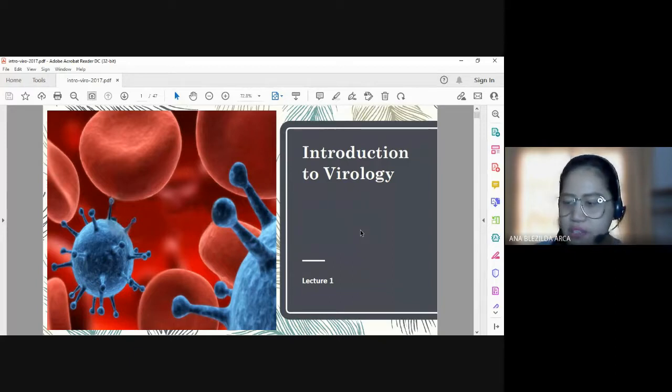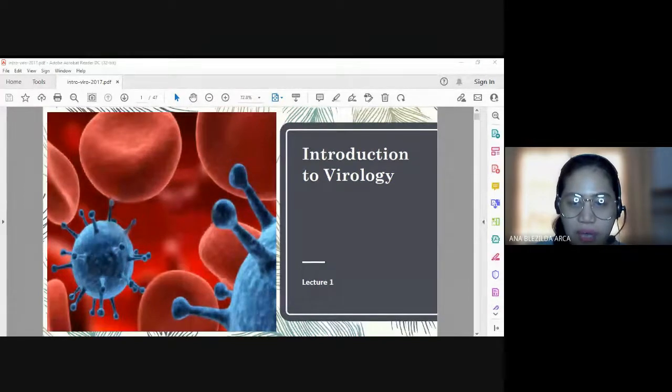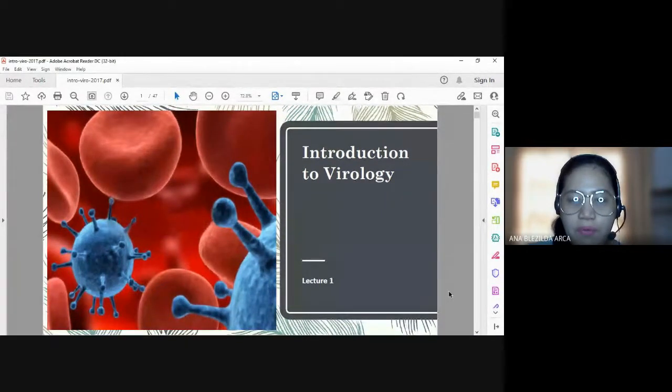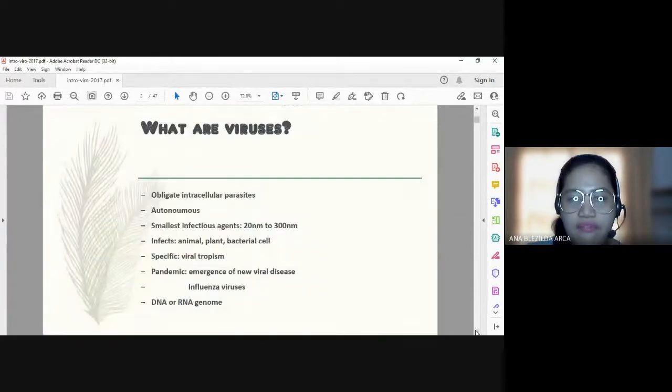Now, our topic for this week is Introduction to Virology. So we're going to have an overview on what we are going to learn for the midterm and also for the finals. Now, what are viruses? Viruses are known to be autonomous microorganisms. When you say autonomous microorganism, they are the ones who can control the overall process of a cell. Once they're able to infect a cell, they will take control of the genome of the cell, and then they will use the cell to replicate.